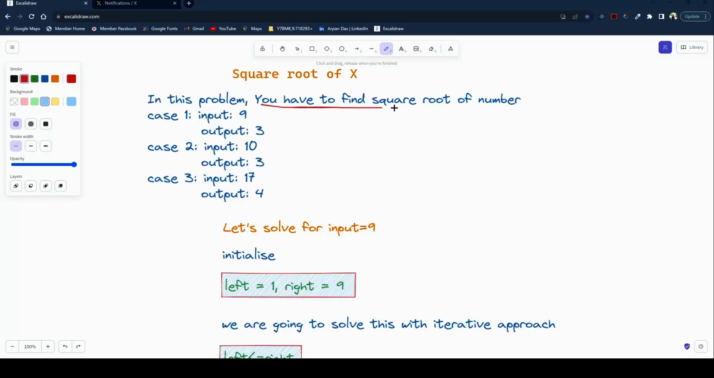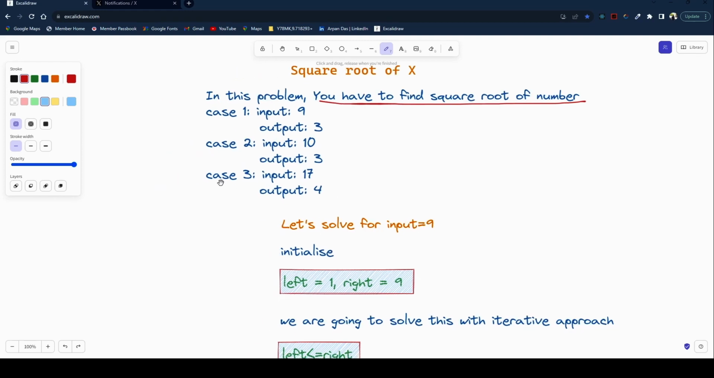Like square root, as we know in math, the square root of 9 will be 3, and the square root of 10 will be 3 point something. We have to return just 3 because we are doing the operation on integers. Like for input 17, we will get the output of 4. Let's solve for input equal 9.